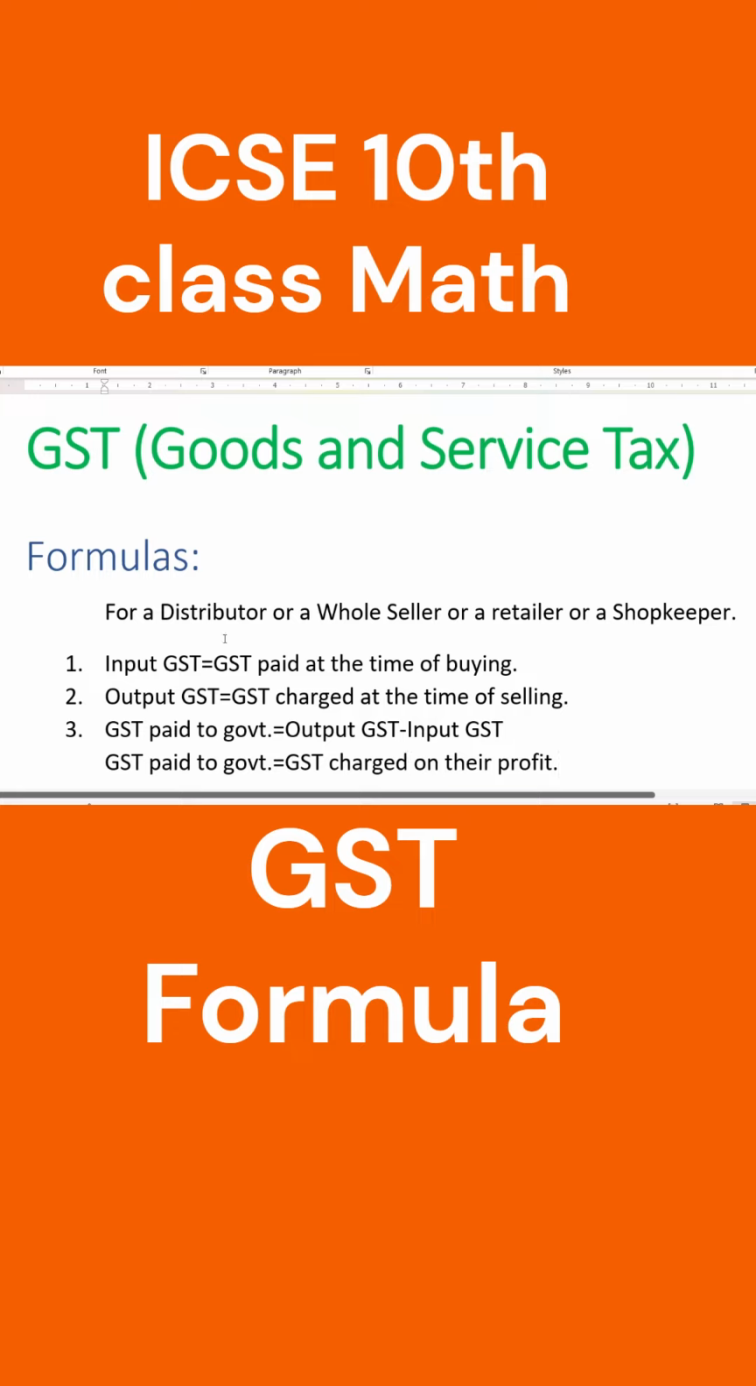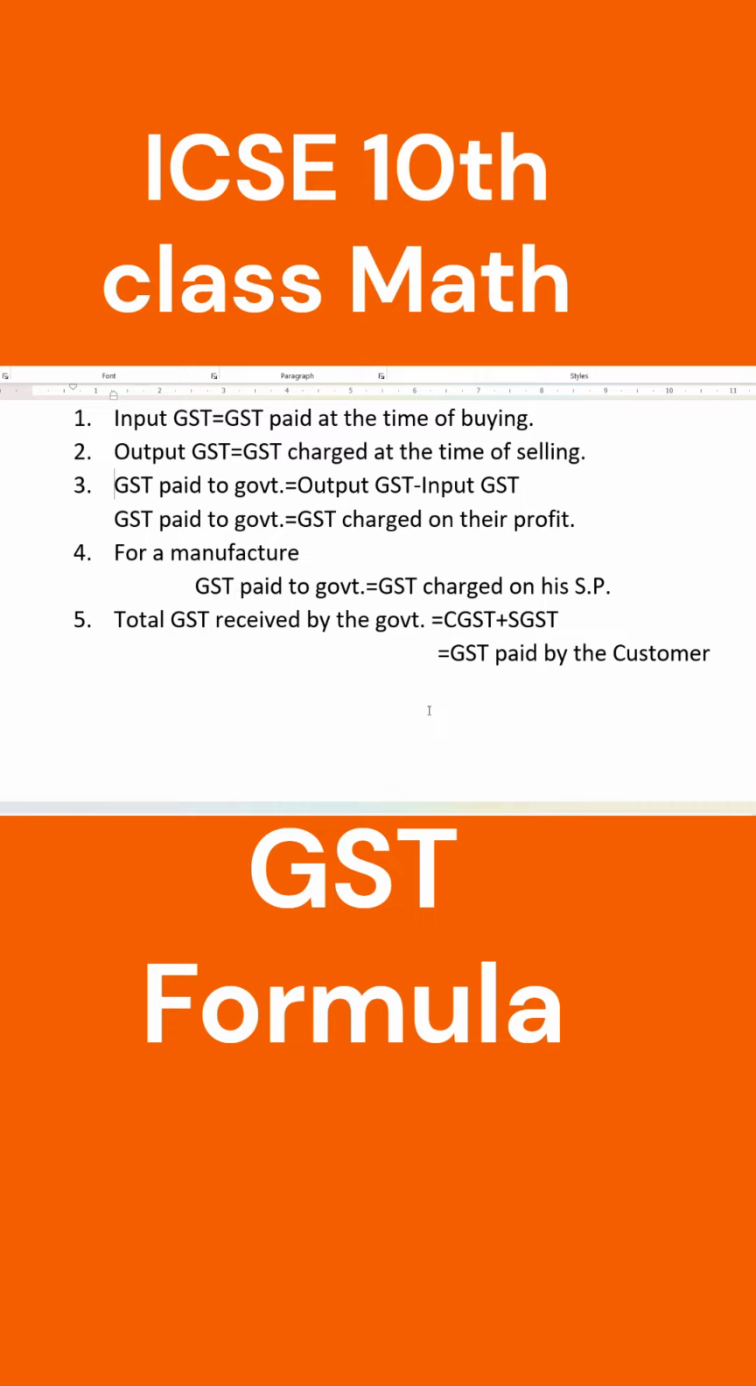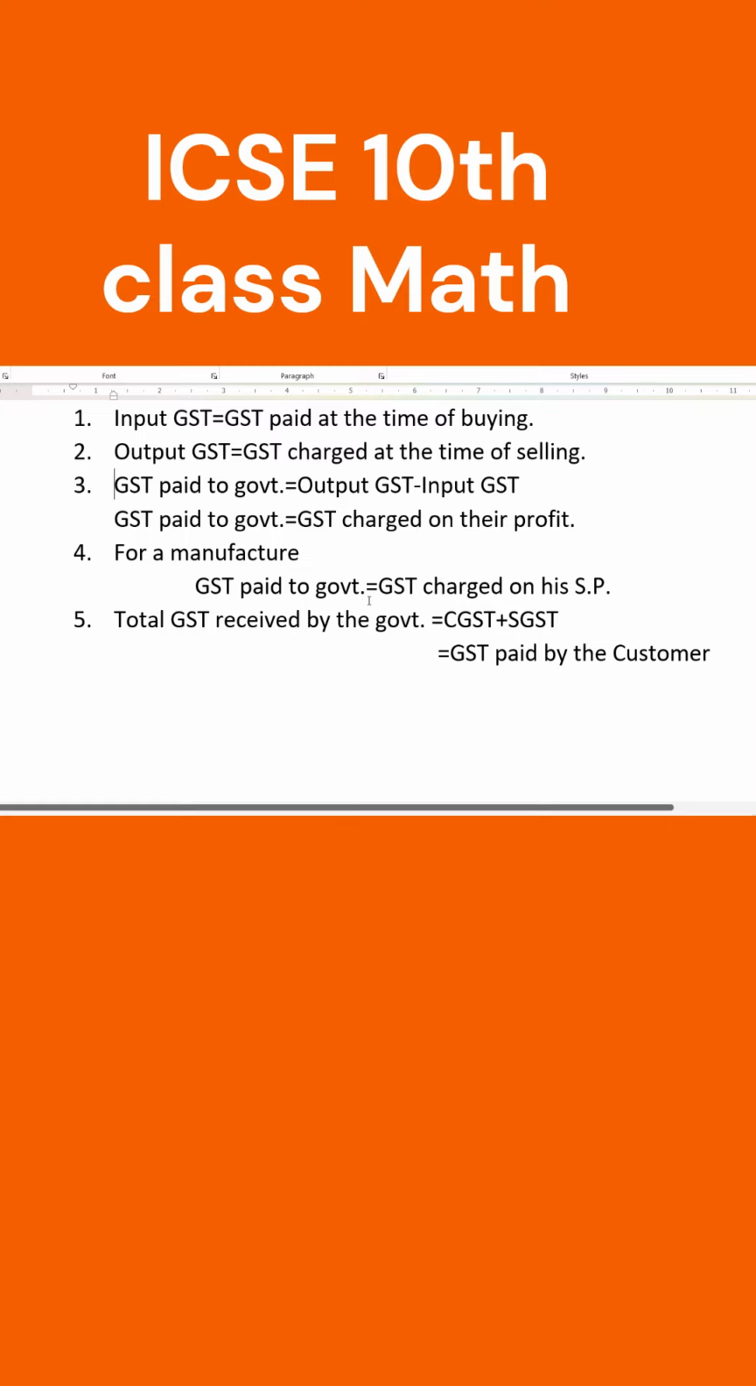So, what is GST paid by customer or manufacturer? Manufacturer produces goods. So, for a manufacturer, GST paid to government equals GST charged on his SP, because he does not buy. So, input GST is 0 and output GST is GST charged on his SP. So, GST paid by the manufacturer to government is GST charged on his SP.